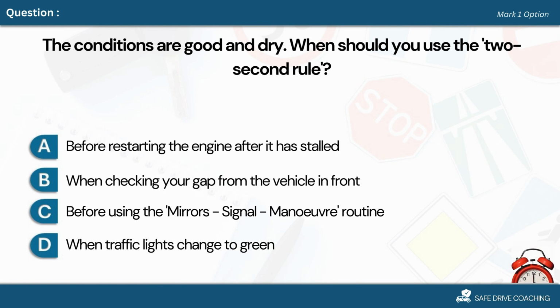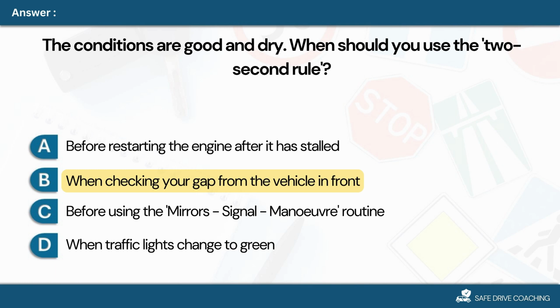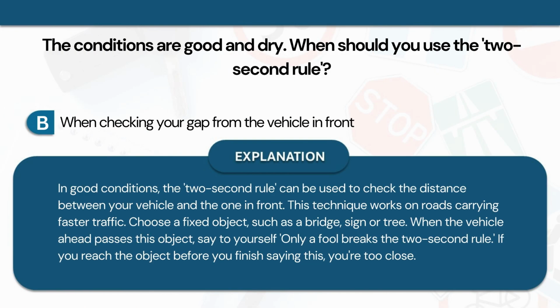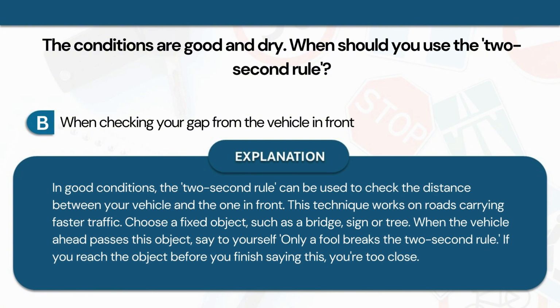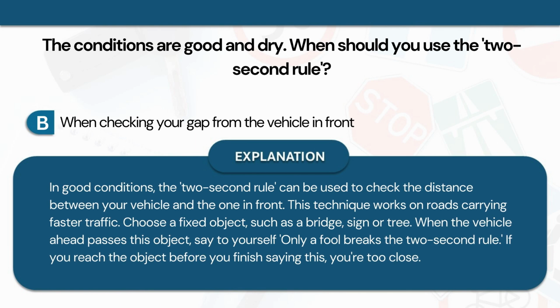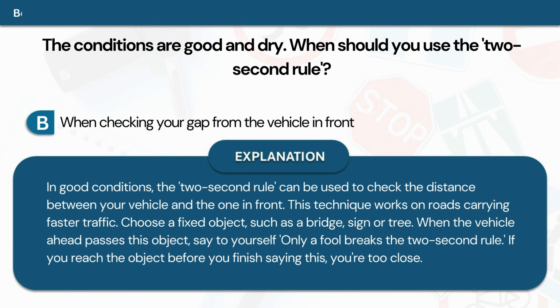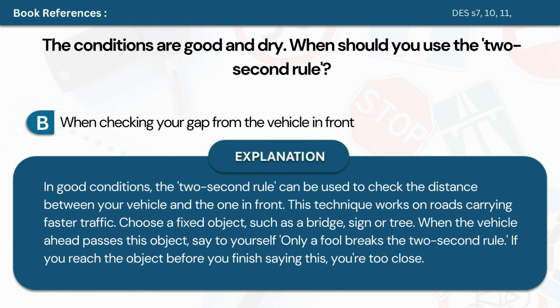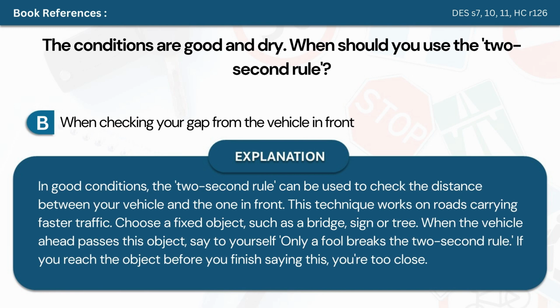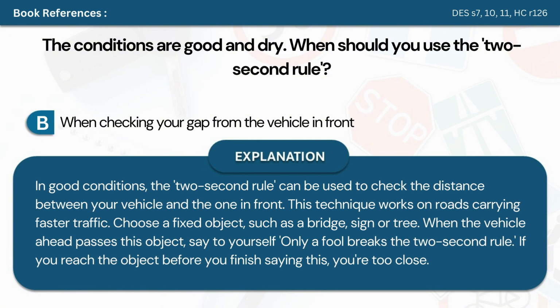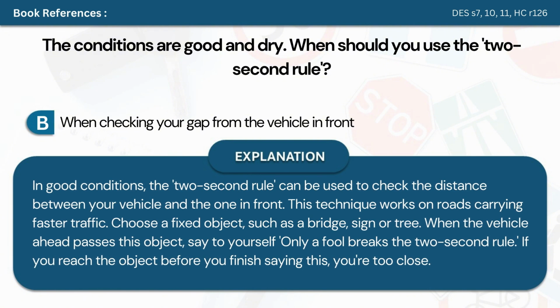The correct answer is B. When checking your gap from the vehicle in front. In good conditions, the 2-second rule can be used to check the distance between your vehicle and the one in front. This technique works on roads carrying faster traffic. Choose a fixed object, such as a bridge, sign, or tree. When the vehicle ahead passes this object, say to yourself, "Only a fool breaks the 2-second rule." If you reach the object before you finish saying this, you're too close.